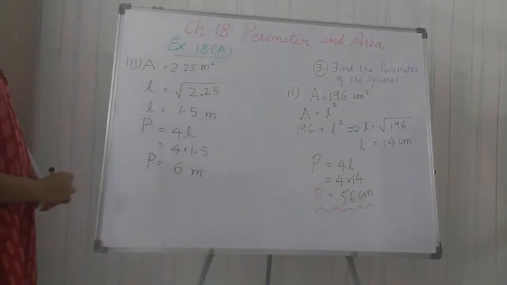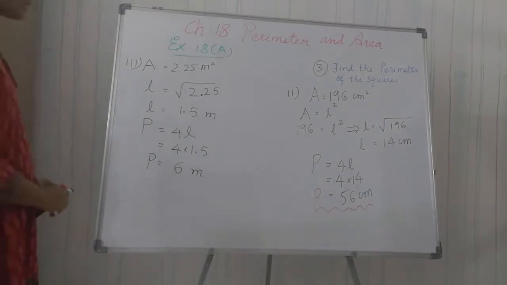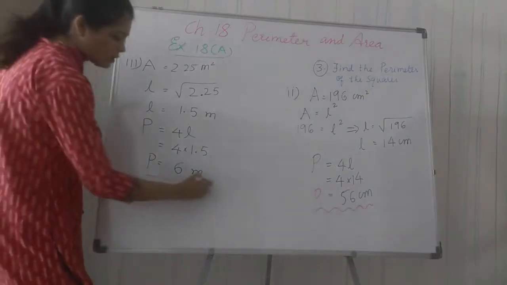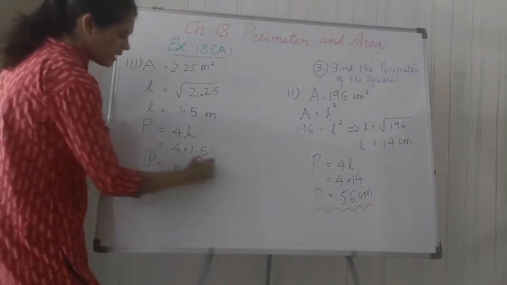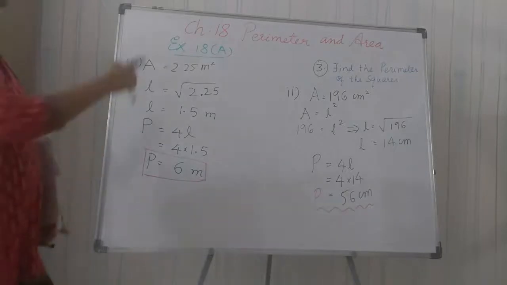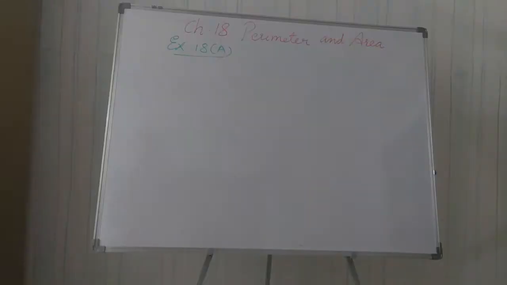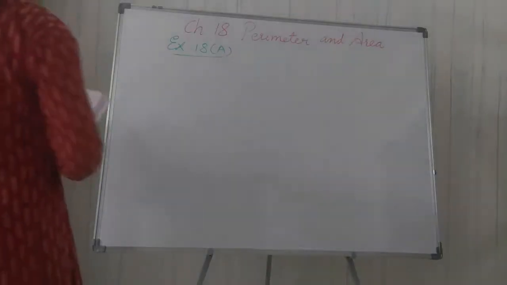So this way you can solve from area of square to perimeter. This is the method for how you can solve area to perimeter of a square, students. And the first question, using the same method, you all have to solve by yourself. So for exercise 8.8, taking question number 4.